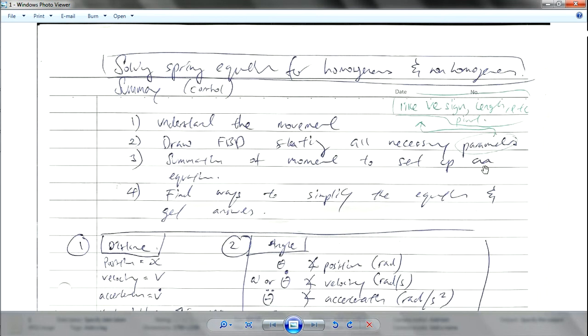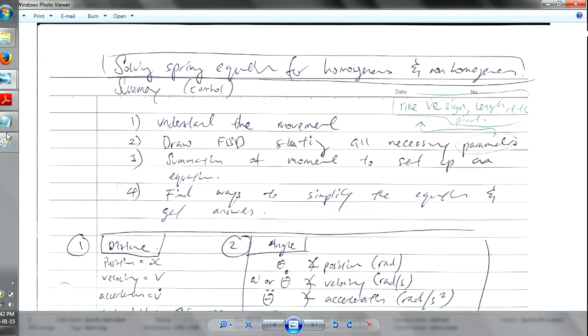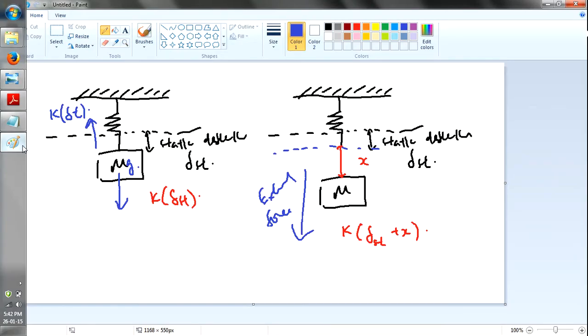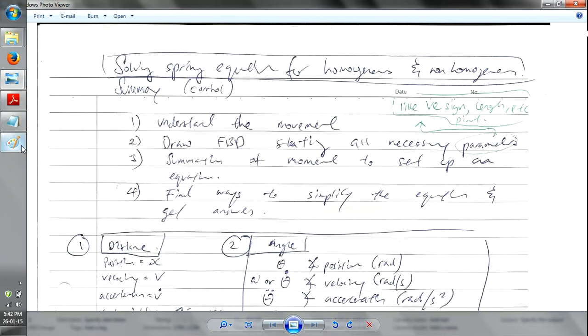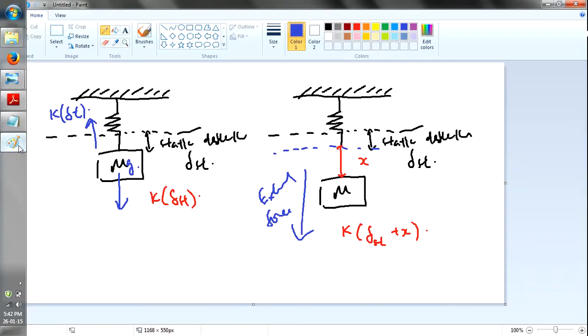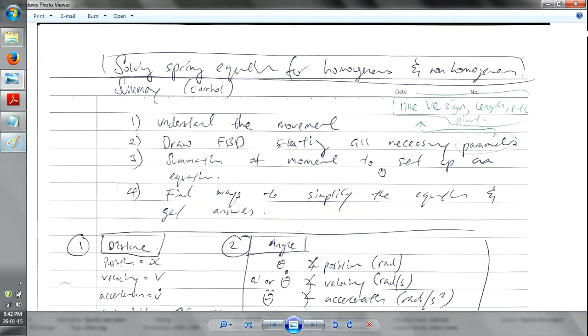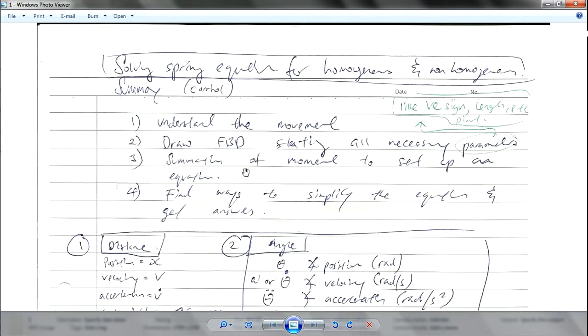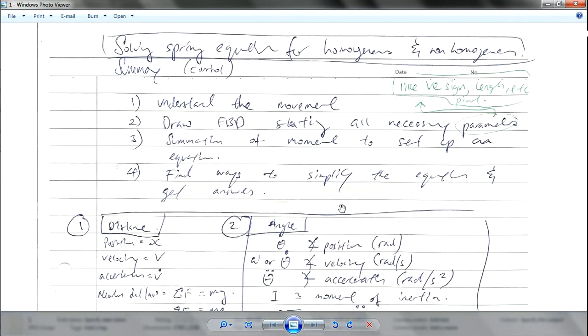So you have to come up with an equation that is the summation of moment, meaning the law of conservation. Conservation meaning what comes in must come out, that kind of thing. So then find ways to simplify the equation and get whatever answers you want.